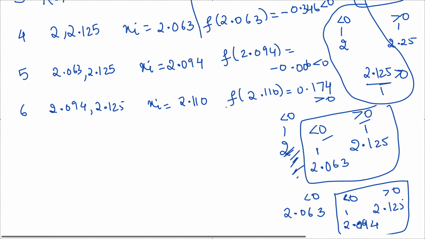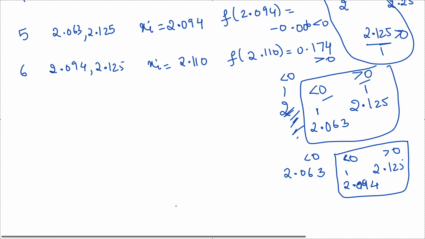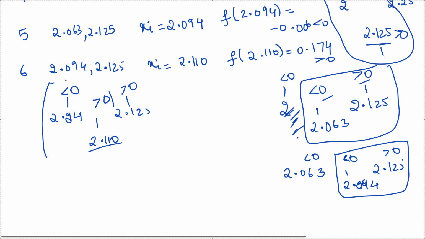Okay, now have you noticed? Now we got something greater than 0. So what we had, 2.094 which was less than 0. Then we had 2.125 which was giving us greater than 0. And now we got 2.110 which is again greater than 0. Okay, so this value we will include. This is greater than 0. And which one is less than 0? This one, correct. Now our interval would be only this.